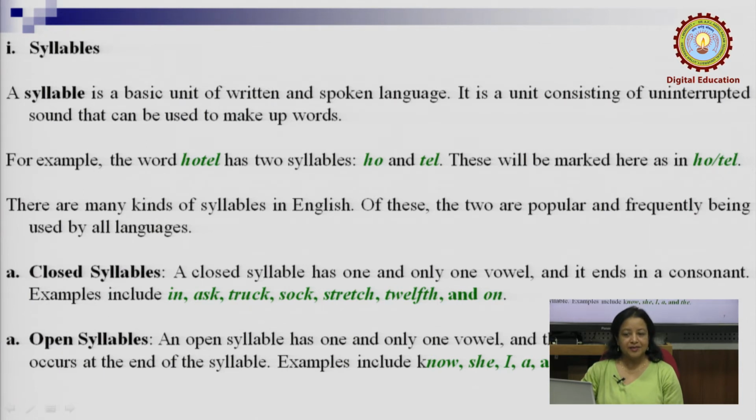An open syllable has one and only one vowel, and that vowel occurs at the end of the syllable. For example, no, she, I, a, and thee.